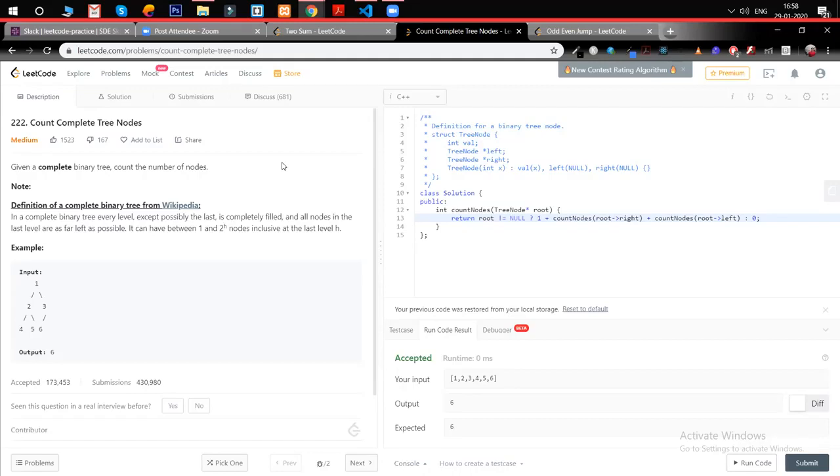So if we simply find the depth, taking the depth of the left and right sides, and if they are equal, then our left subtree is a complete binary tree, which has 2 raised to the power of the depth nodes, and then we can recursively count the right side of the tree. Otherwise, if they are not the same, we do the reverse, which means we have a complete tree on the right side and we need to count the nodes on the left side.